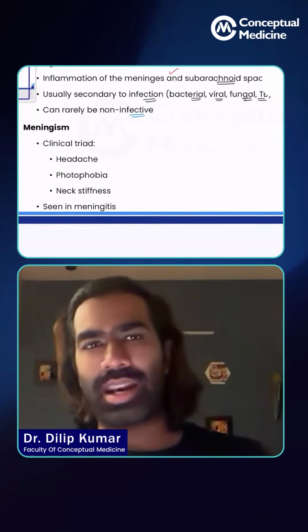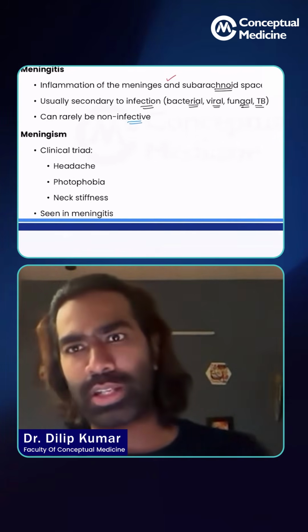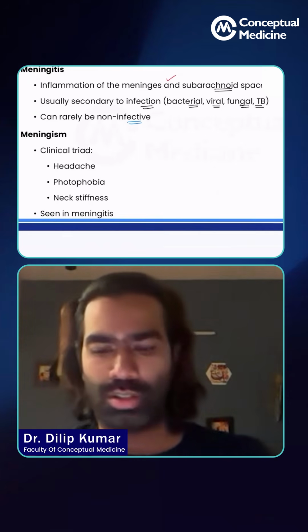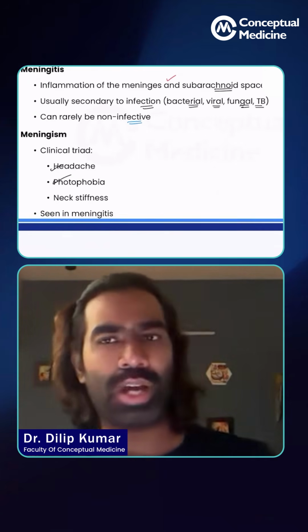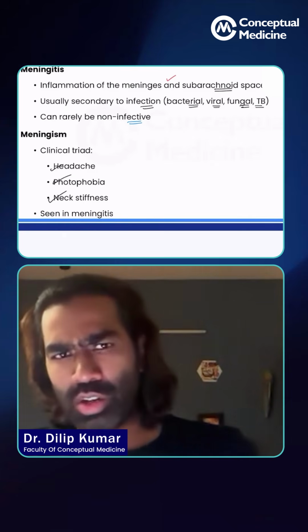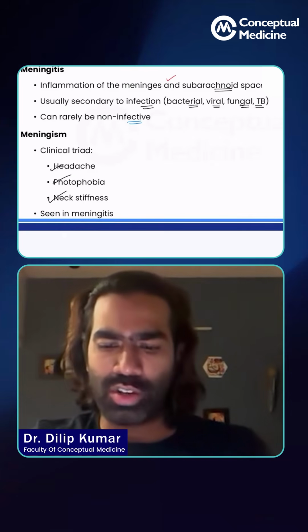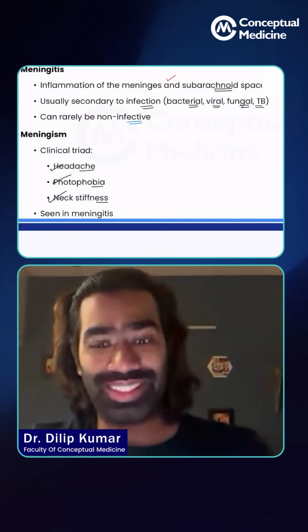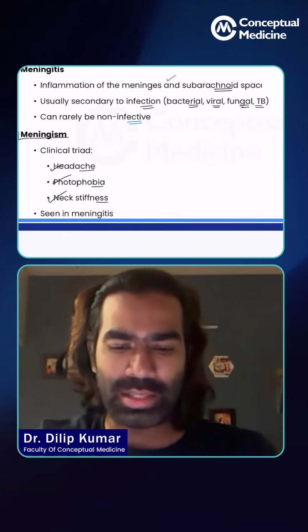And what is the clinical triad of meningism? When you really suspect that the patient is having meningitis: headache, photophobia and/or phonophobia, and neck stiffness. Some people use vomiting also, but nevertheless. Whenever you have headache, photophobia, and neck stiffness, this is going to be called meningism.